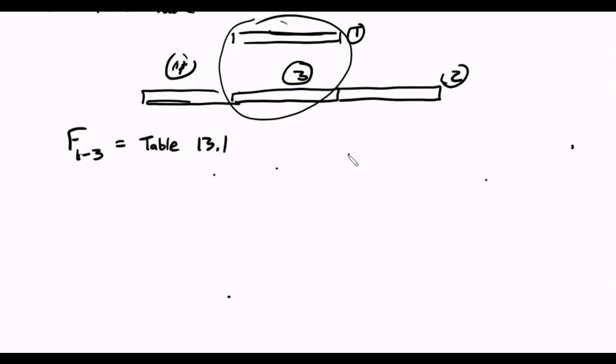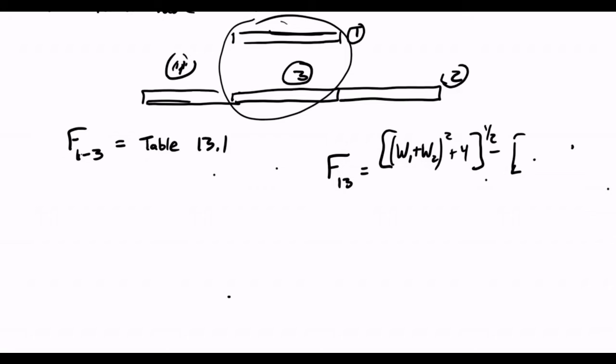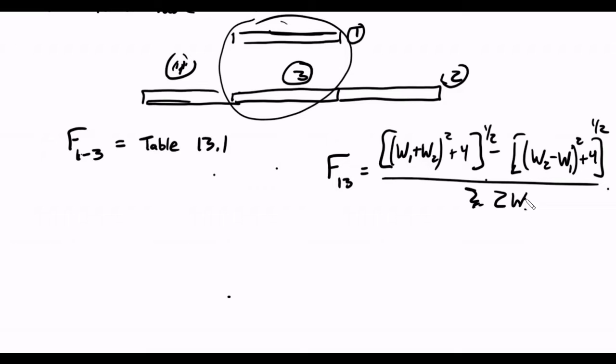So to show you what that would look like, F from 1 to 3. I'm getting this equation straight out of the first entry in table 13.1. It is going to be equal to big W1 plus big W2 squared plus 4, all raised to the 1/2, minus big W2 minus big W1 squared plus 4, all raised to the 1/2, divided by 2 times big W1.